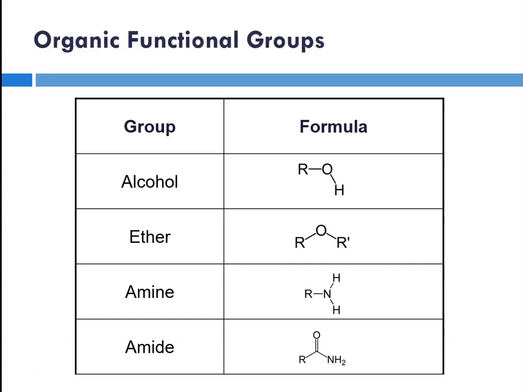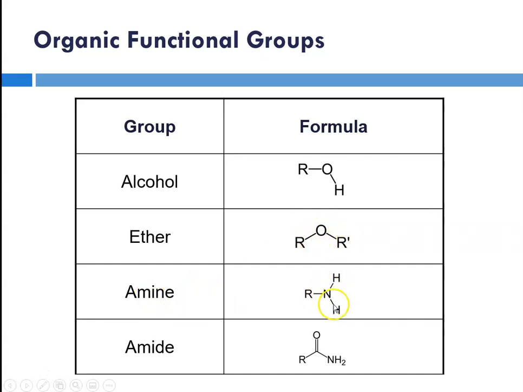So then we talk about organic functional groups, and you learned about many of these at the junior high in biology. So in this chart, wherever you see an R or an R and an R prime, that means some hydrocarbon chain. So an alcohol has some hydrocarbon chain with an OH group. An ether has one hydrocarbon chain to an oxygen to another hydrocarbon chain. So this might be a CH3 and this might be a CH2CH3. So different length chains. So again, two chains single bonded to an oxygen.